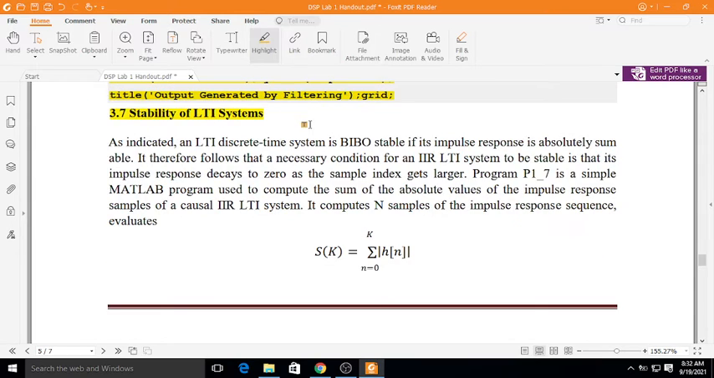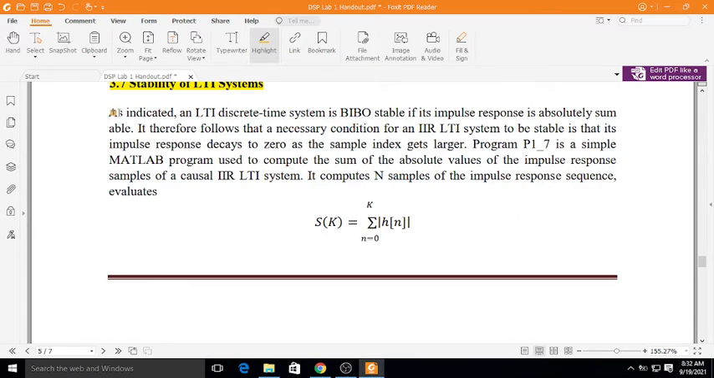3.7 Stability of LTI systems. As indicated, an LTI discrete-time system is BIBO stable if its impulse response is absolutely summable. It therefore follows that a necessary condition for an IIR LTI system to be stable is that its impulse response decays to zero as the sample index gets larger. Program P1_7 is a simple MATLAB program used to compute the sum of the absolute values of the impulse response samples of a causal IIR LTI system.